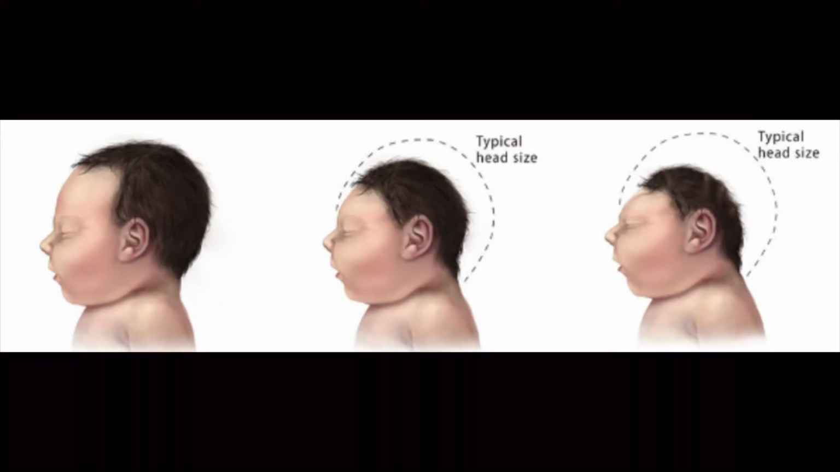For example, the image right here shows the birth defect having an impact on the development in newborns. As you can see, the head size and shape is hindered by Zika and underdeveloped in comparison to a newborn that is not affected by Zika.